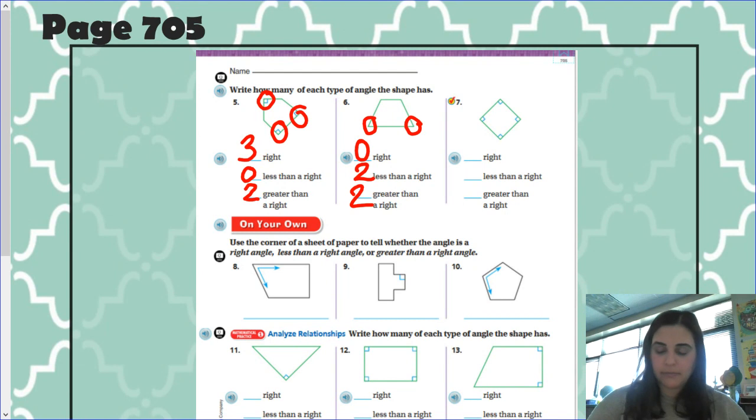Okay, and number 7. How many right angles are in this shape? If you said 4, you're correct. And in this shape, as this shape is a square, there are no angles that are less than a right angle, and there aren't any that are greater. So all 4 angles are right angles.